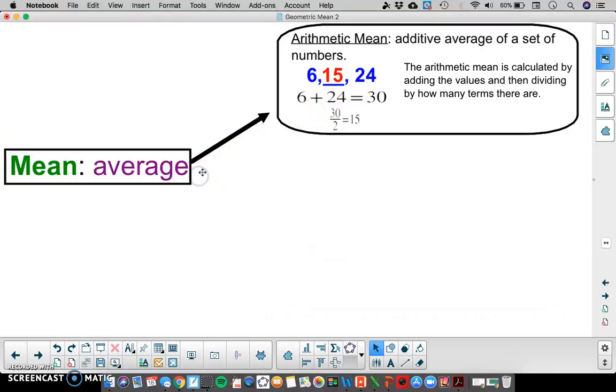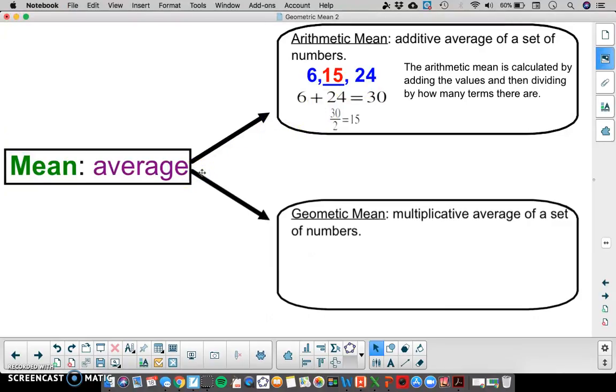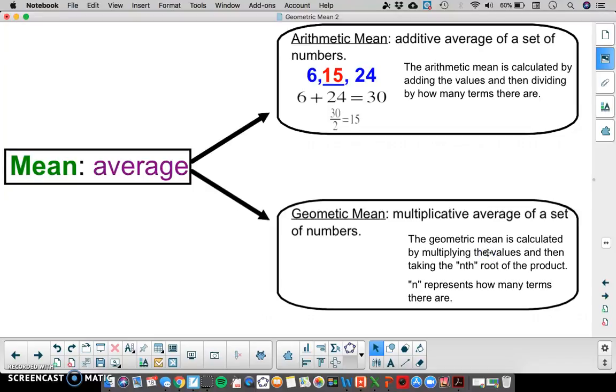The geometric mean of two numbers is a multiplicative average of a set of numbers, which means instead of adding the values together, we're going to be multiplying the values together and then taking the nth root of that product. The nth root means how many terms there are, and that's the number of root we're going to take.